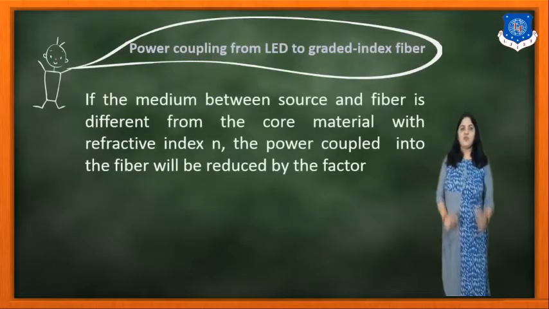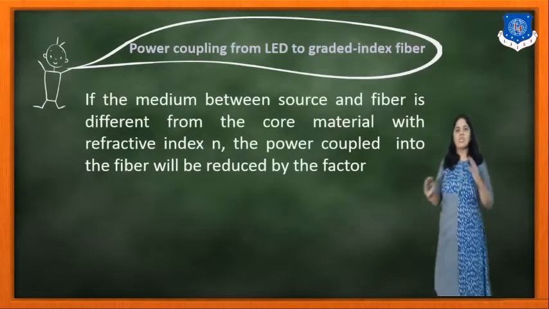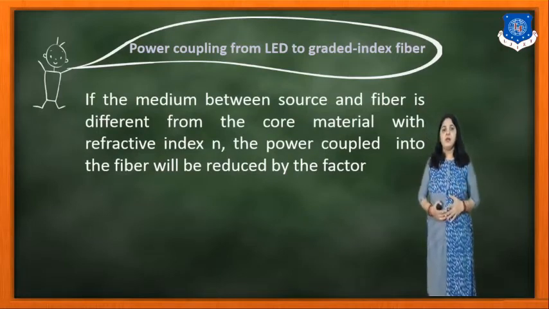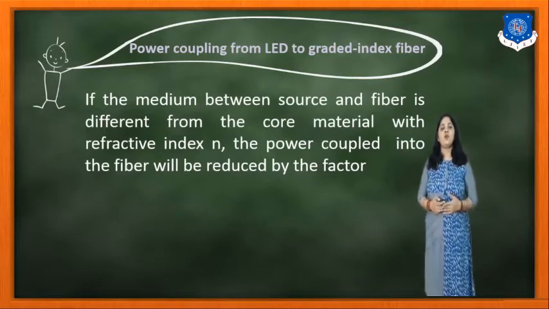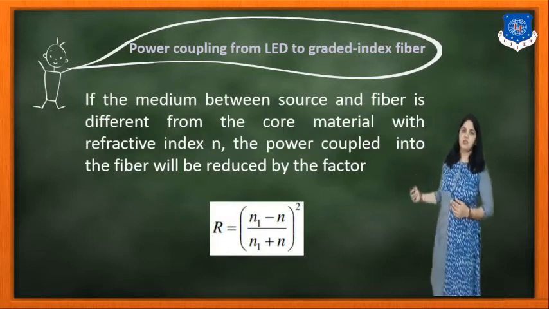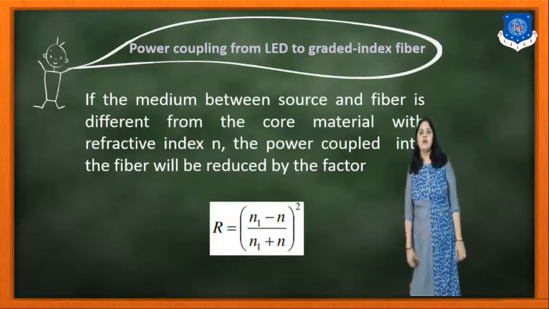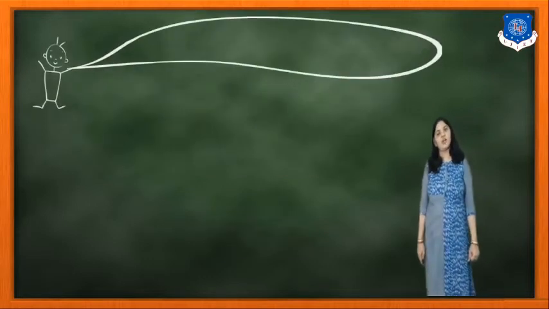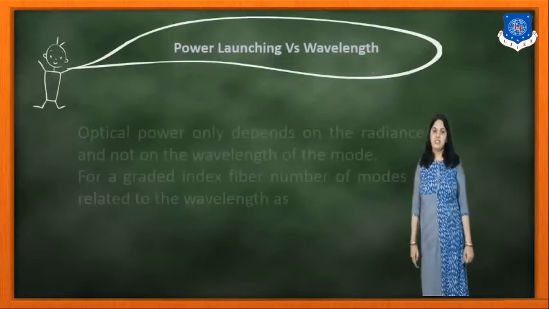So if the medium between the source and the fiber is different from the core material with a refractive index n, the power coupled into the fiber will be reduced by the factor R, which is known as (n1 minus n) upon (n1 plus n) whole square. It is also important to solve the examples.